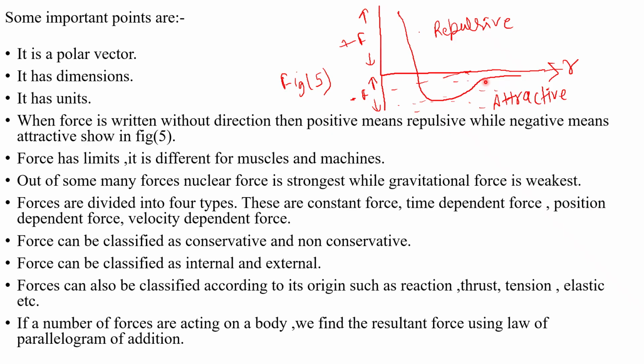Next, time dependent force. If a force depends on time, it is said to be time dependent. For example, in case of impulse or motion of a charged particle in an alternating electric field, force is time dependent. Next, position dependent force. If a force acting on a body depends on the position of the body, it is said to be a position dependent force. Gravitational force between two bodies or force between two charged particles are examples of position dependent forces. Next, velocity dependent force. If a force acting on a body depends on the velocity of the body, it is said to be a velocity dependent force.